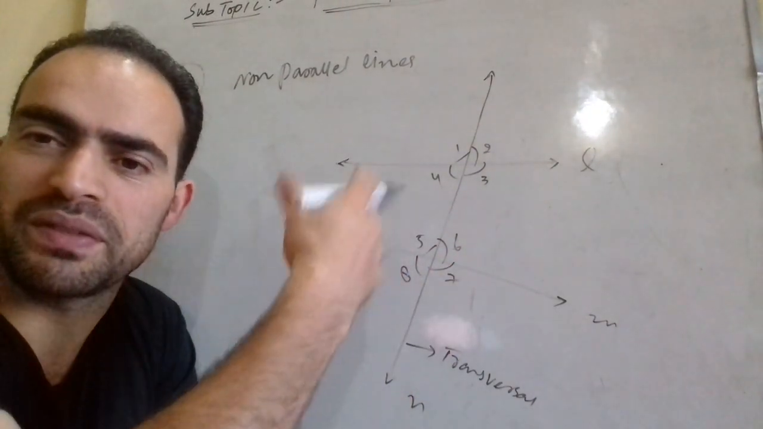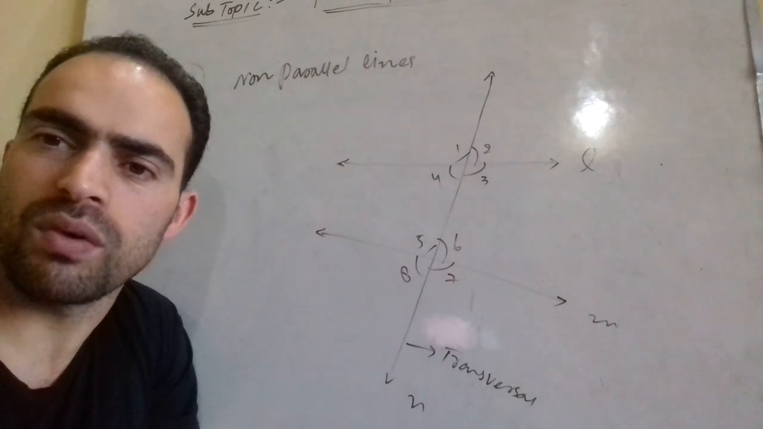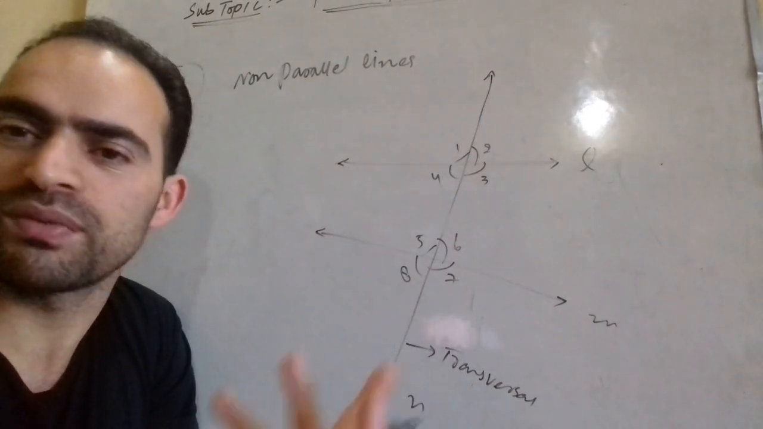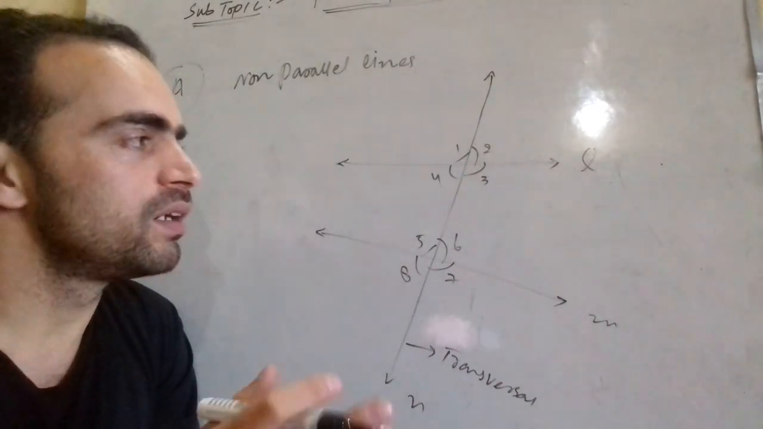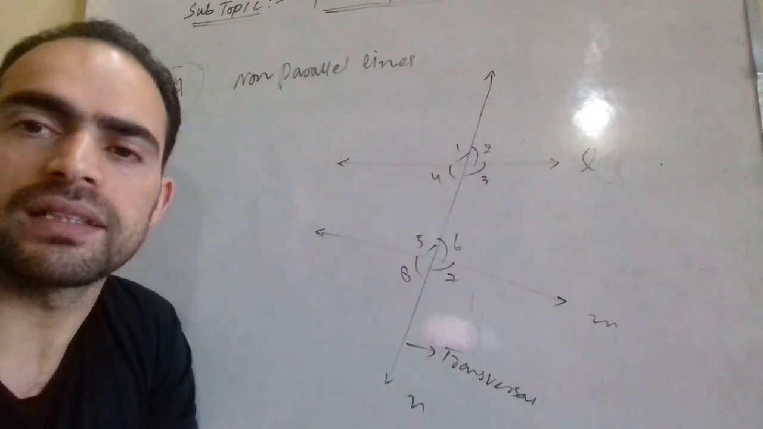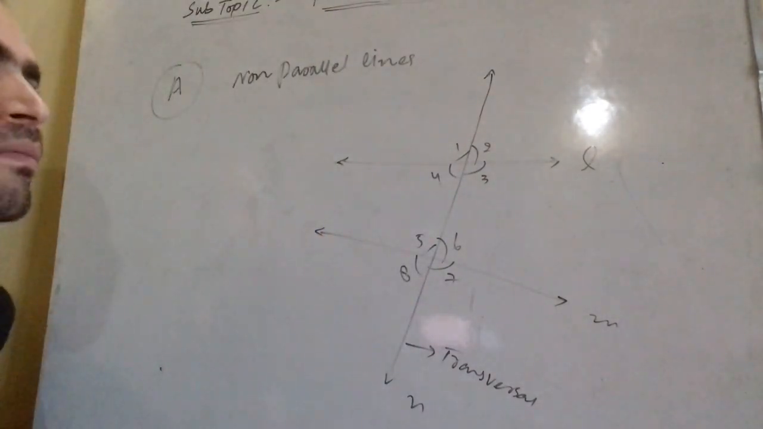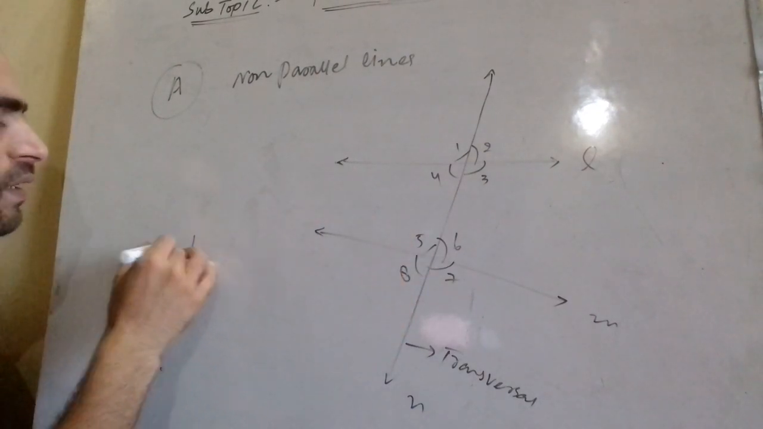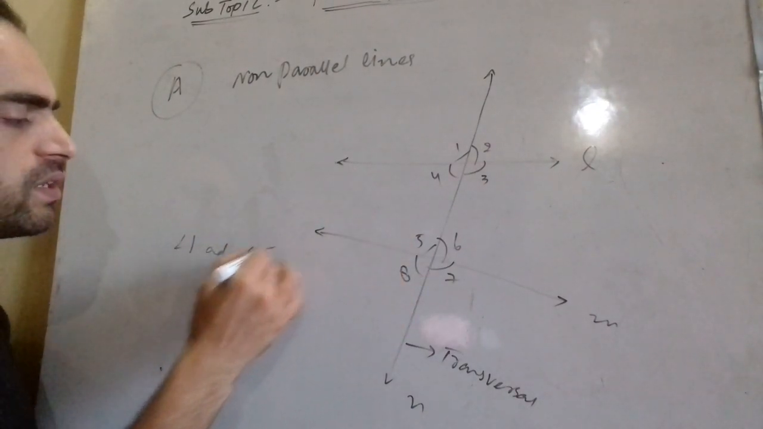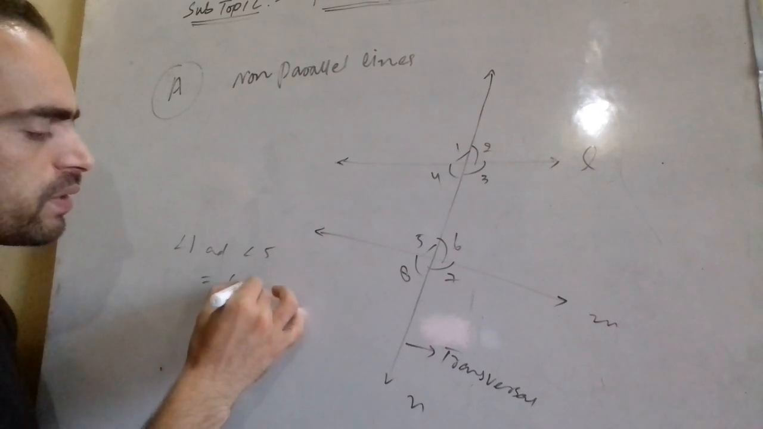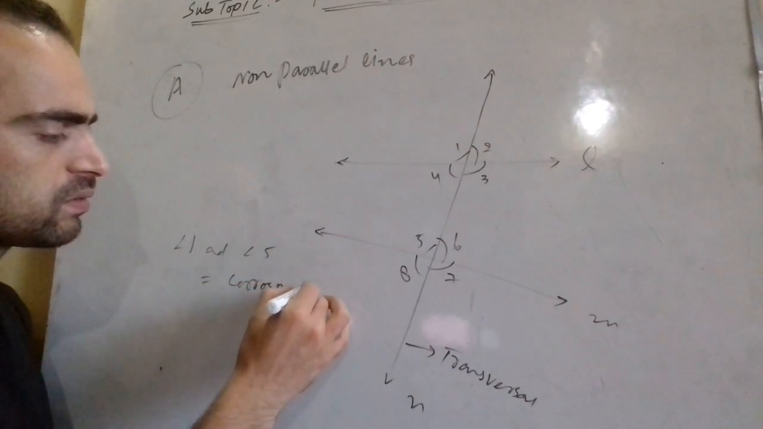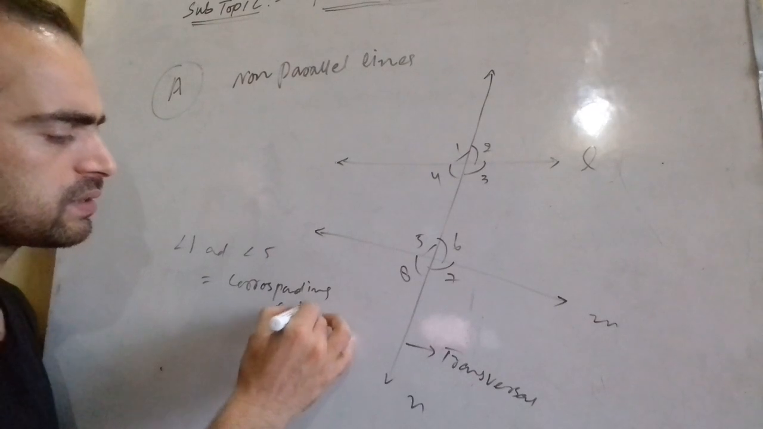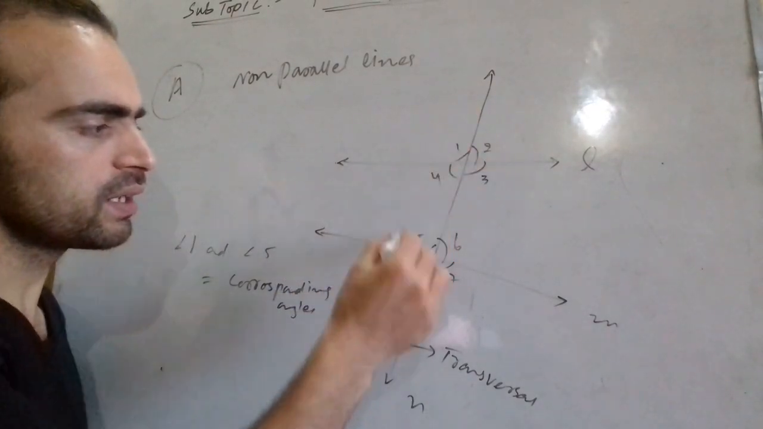Now there is a relation between these angles. You know, like we have brother sister relation, father mother relation. Similarly here we have a relation of these angles. What is that relation? What do we call them? See, this angle 1 and angle 5. Angle 1 and angle 5, we call them corresponding angles.